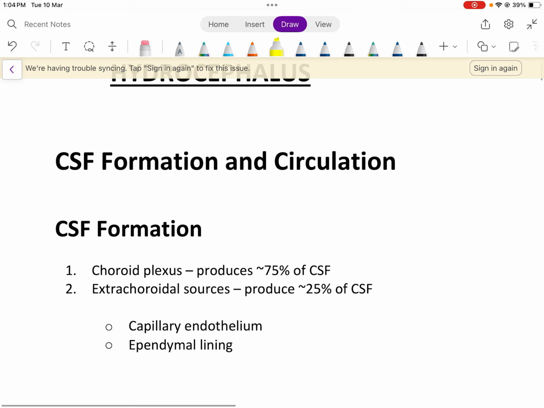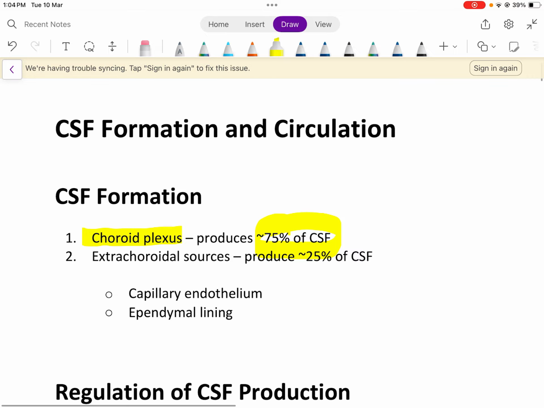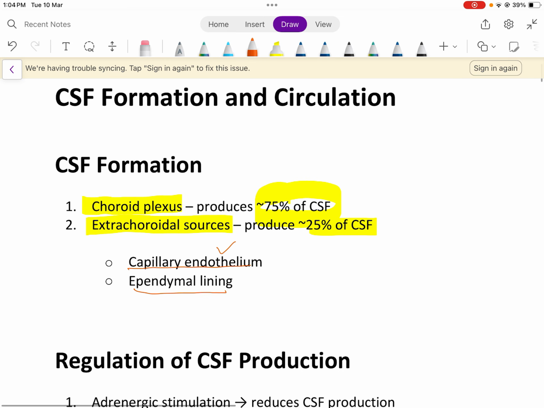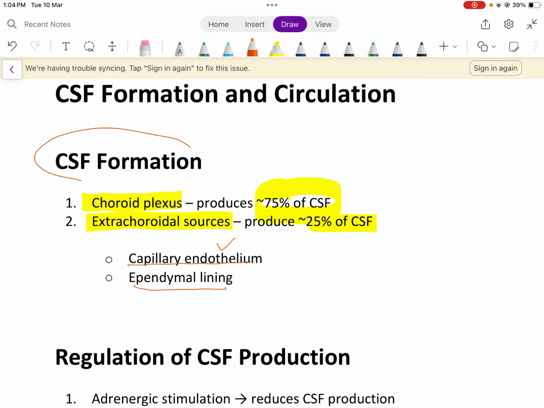So basically, the CSF formation, 75% of the CSF is produced by the choroid plexus. Rest 25% of the CSF is produced by extrachoroidal sources, which is going to include the capillary endothelium and the ependymal lining, that is the endothelial lining of the capillaries as well as the ependymal lining. So this was about the CSF formation.